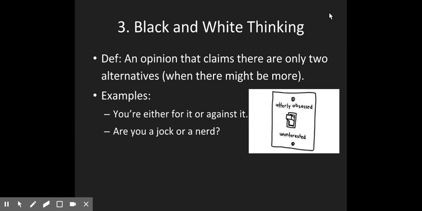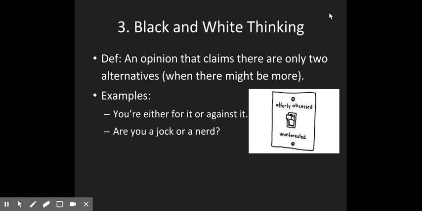All right. Number 3 is black and white thinking. And we've all been in an argument with somebody who has this type of thinking. It's either their way or no way. You're either for it or you're against it. There's no gray area. Whereas in reality, the world doesn't work that way.